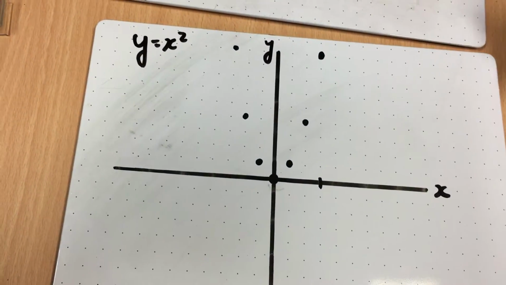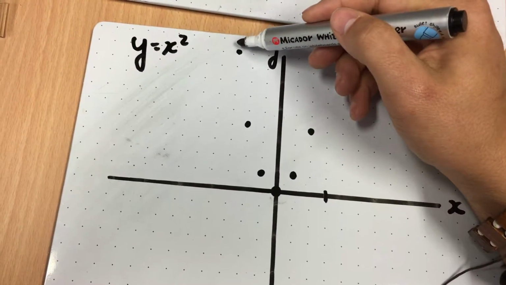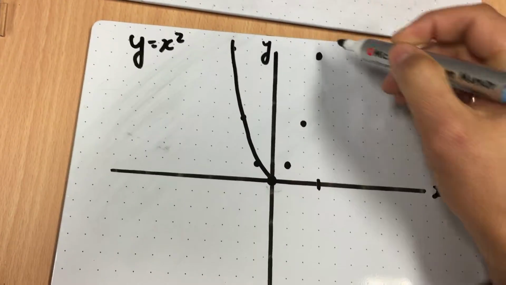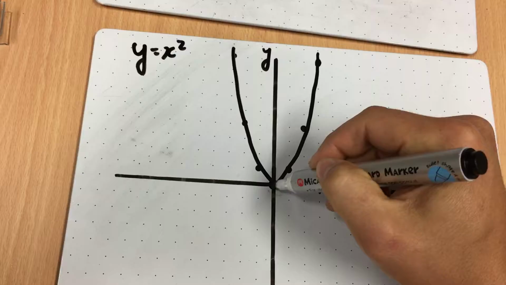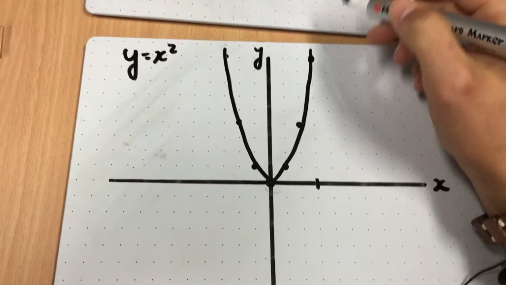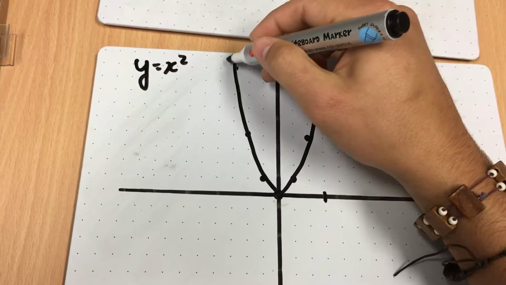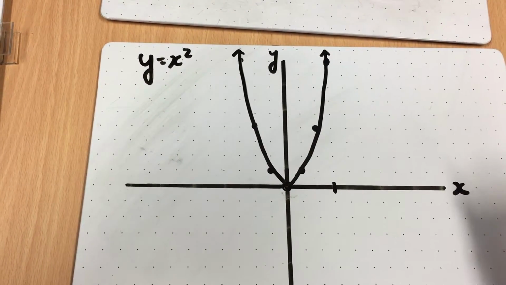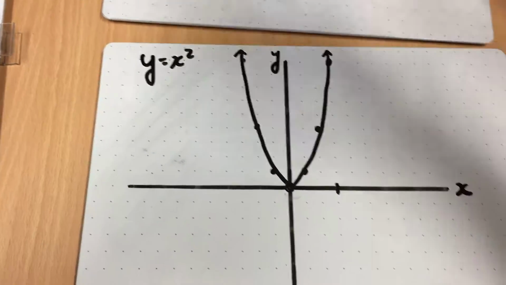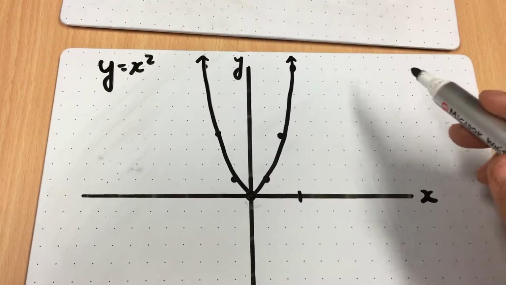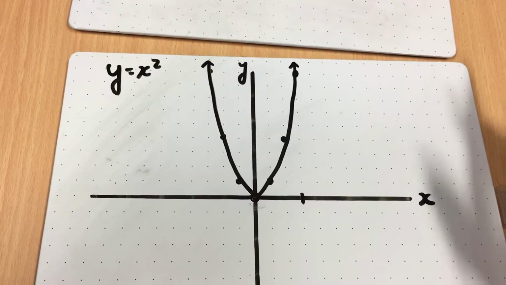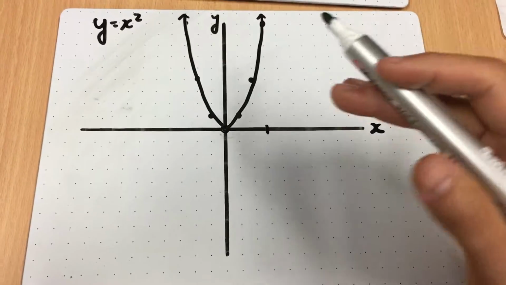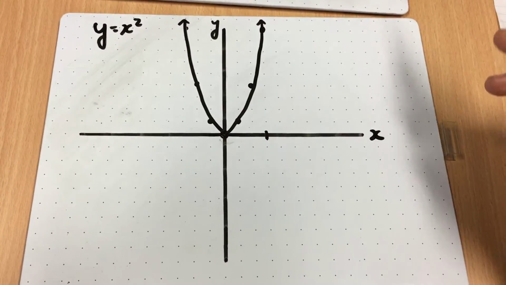Now, after you've plotted all your points, what's left to do is connecting your dots with a nice curve. Okay? And we've got to realize that these lines keep going, so we're going to put arrows on the top there, and they're going to keep extending, okay, forever and ever. Alright, so as you can see, this is y equals x squared.